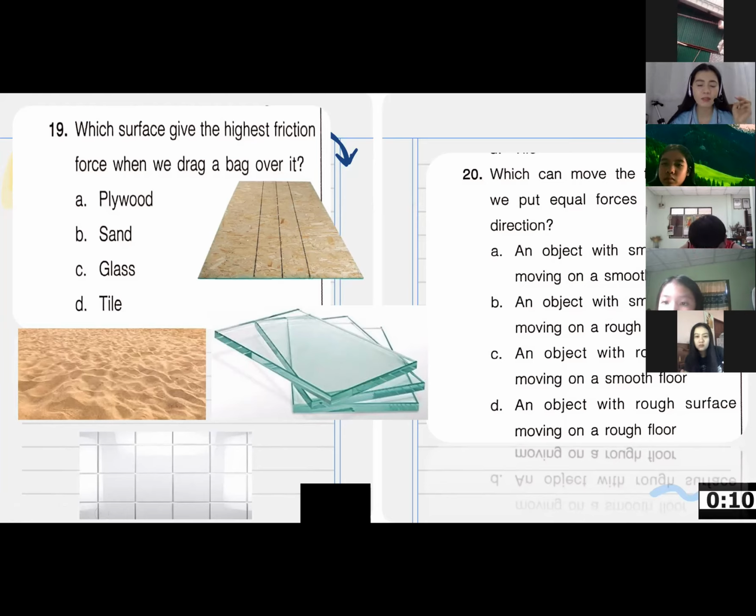We said that for smooth surface, the friction is low. Oh, for smooth surface, the friction is high. And if the surface is rough, the friction is low.